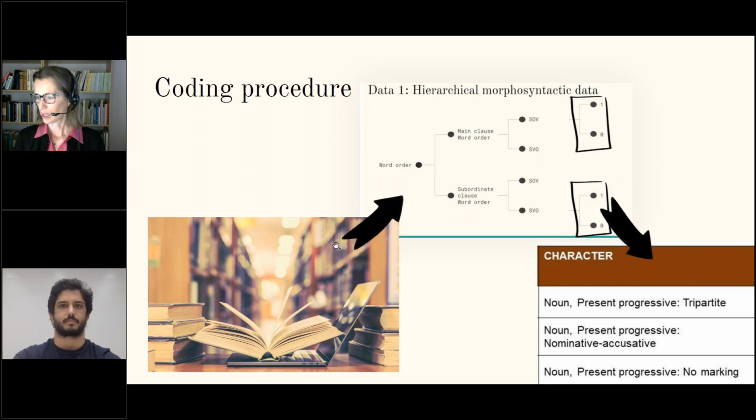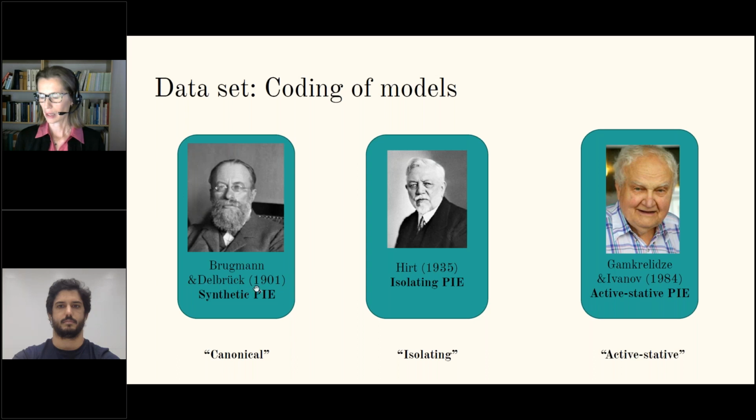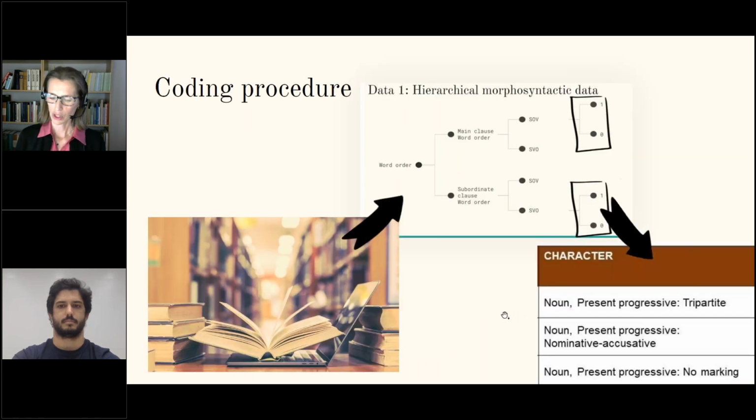And for that, we select these three publications: Brugmann and Delbrück, 1901, Hirt, 1935, and Gamkrelidze and Ivanov, 1984. And then we code our comparative reconstructions as languages of the database. And thereupon, we recode the binary features as the data of those tested languages. So that's basically the procedure we use.